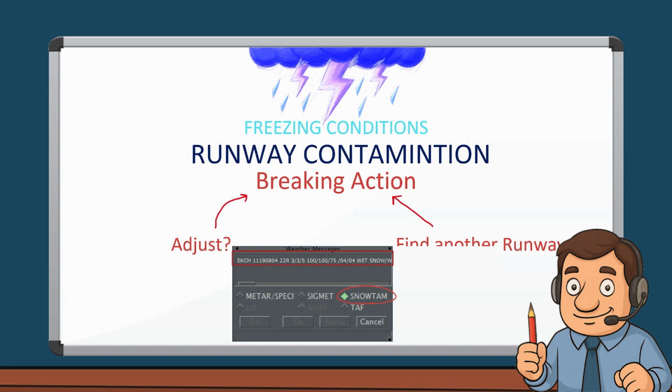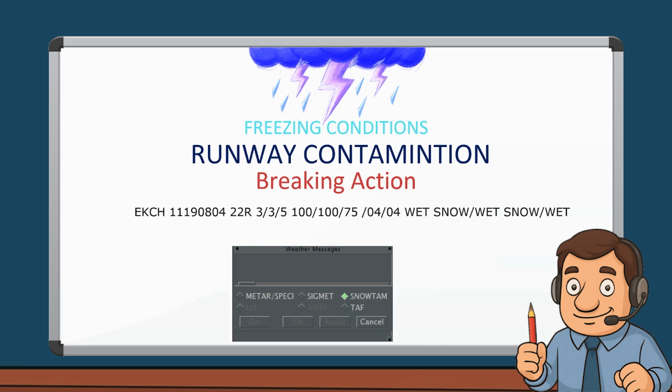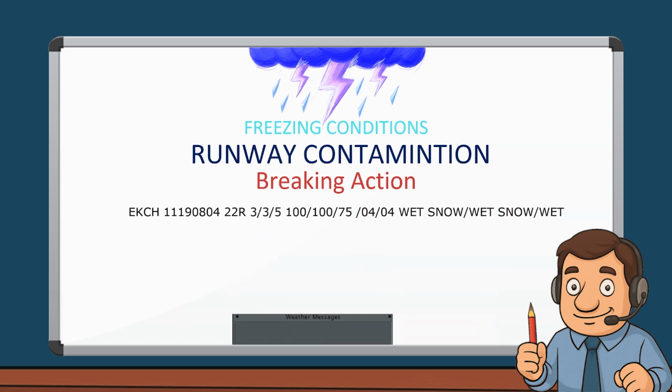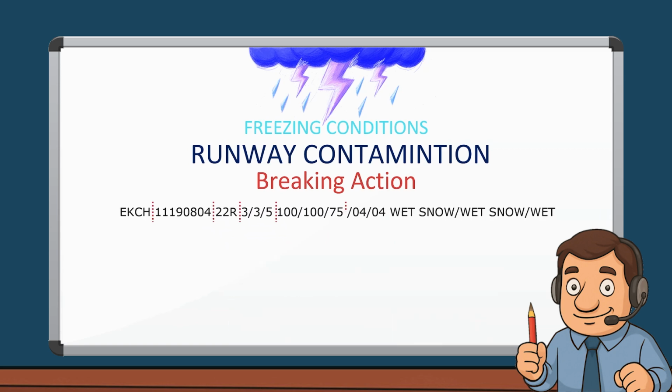A SNOWTAM gives a long set of numbers which identifies the different information relevant to this SNOWTAM. Here's an example below from Copenhagen, which is produced to give maximum explanation. EKCH 1119080422 right 3/3/5/100/100/750404 with no wet. There's a lot of information here, but only some of it is vital to you.